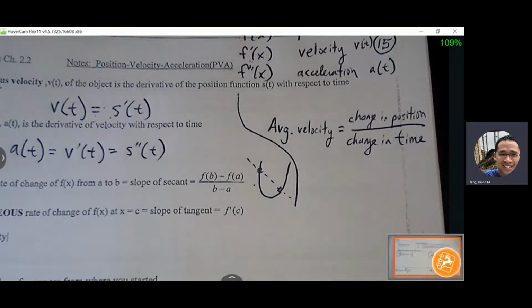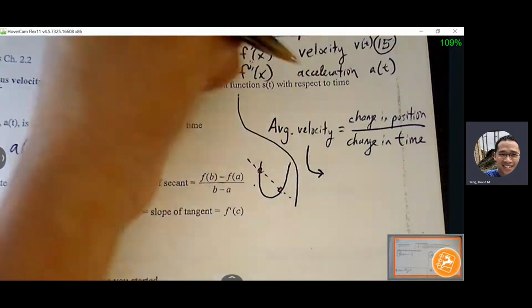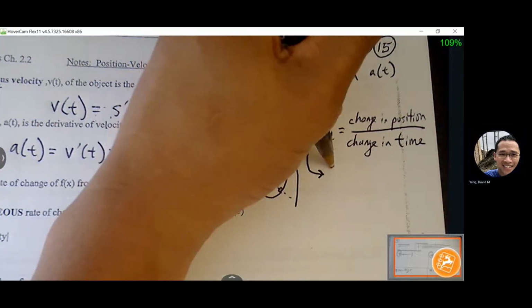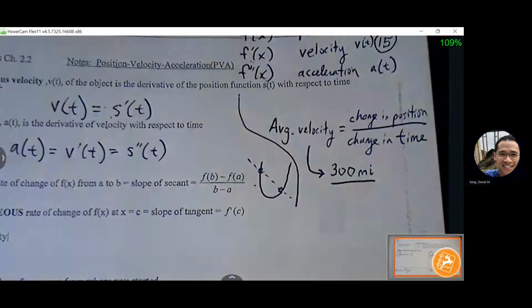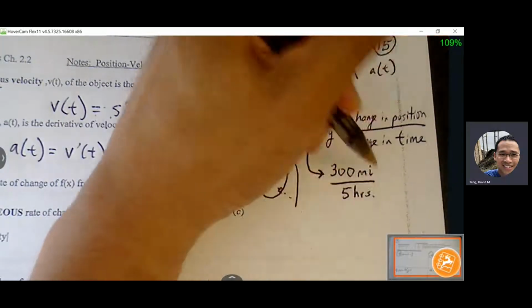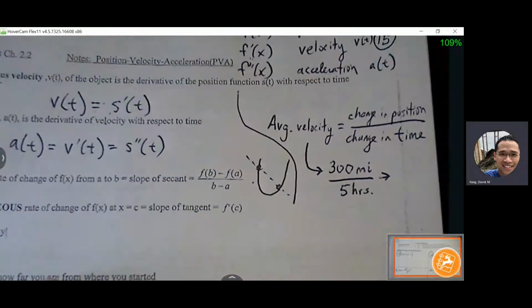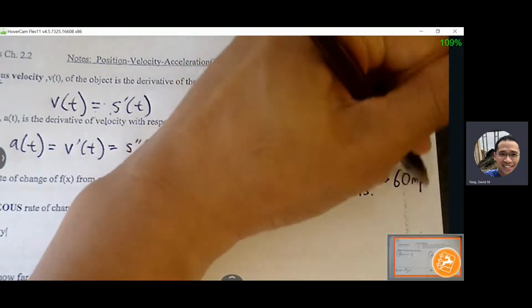Now, average velocity is meant to tell you over a period of time, right? It's not a velocity at a specific moment in time. It's just the average velocity over a period of time. So for instance, let me just make a distinction here. Let's say you go on a road trip, and that road trip covered 300 miles. And you knew that it took you 5 hours to make that trip. Then what is the average velocity of your trip? 60 miles per hour, right?